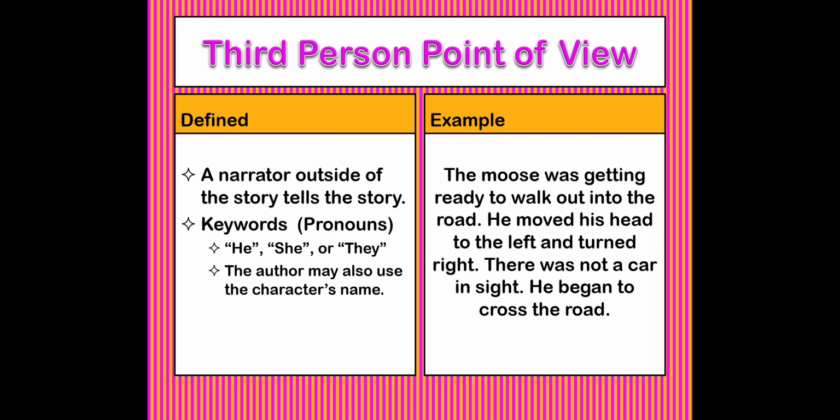Now, let's look at the example again and look for those keywords, which are those pronouns, that help us identify this as being third person point of view. The moose was getting ready to walk into the road. He moved his head to the left and turned right. There was not a car in sight. He began to cross the road. Now we have identified those pronouns that help us determine that this is third person point of view.